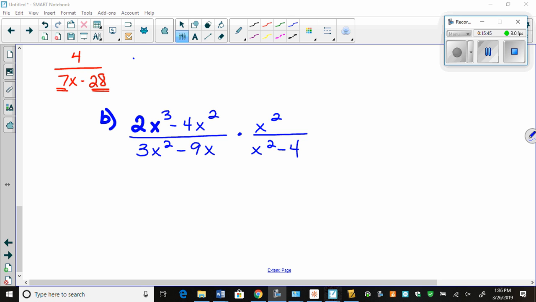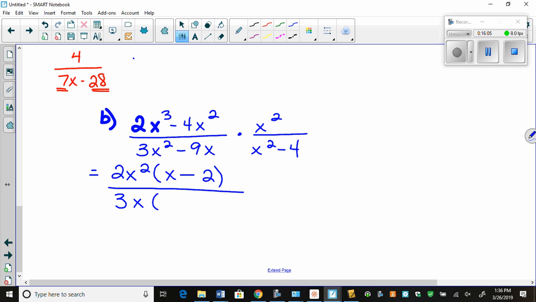So here, we're going to take, pay attention please, we're going to take out a 2x squared, and then we're going to be left with x minus 2. And then take out a 3x, and you're left with x minus 3. You have 1x left and then a 3, multiplied by x squared. And then this is the difference of squares, x plus 2, x minus 2.